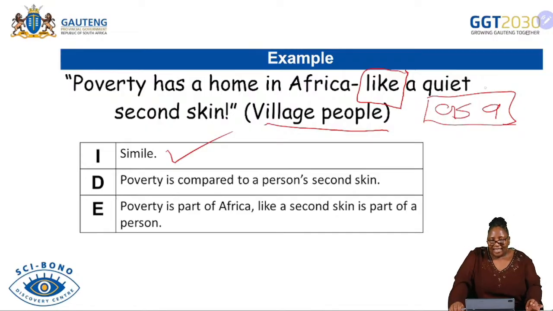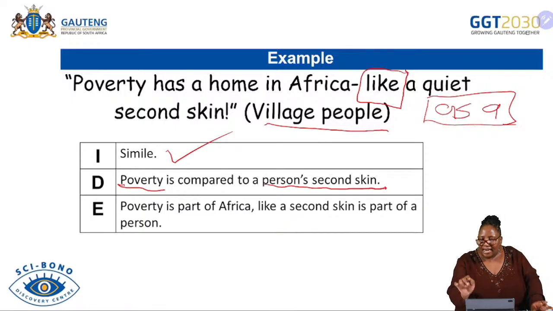Then the description there. Poverty is compared to a person's second skin. So the description of the comparison is specific. What is being compared to what? Poverty has a home in Africa like a quiet second skin. So if you say that, can you see that this is very specific? Poverty is compared to what? To a person's second skin.